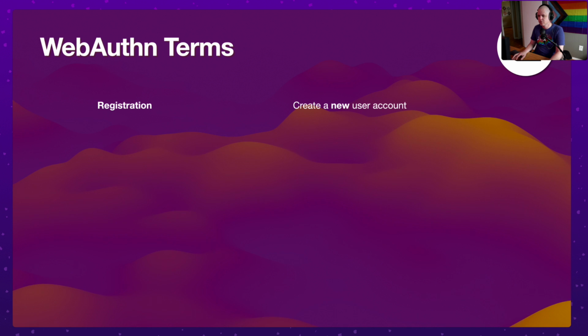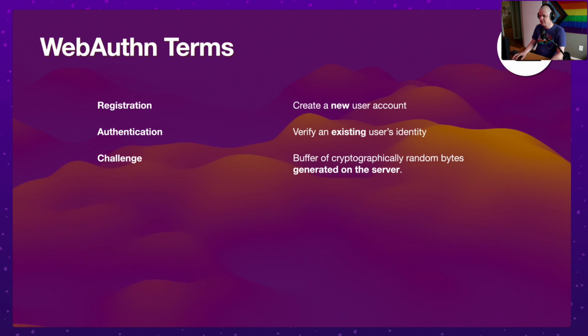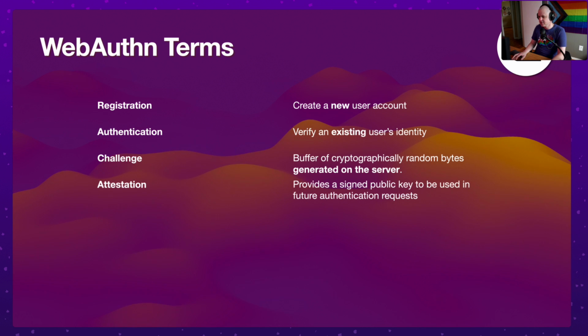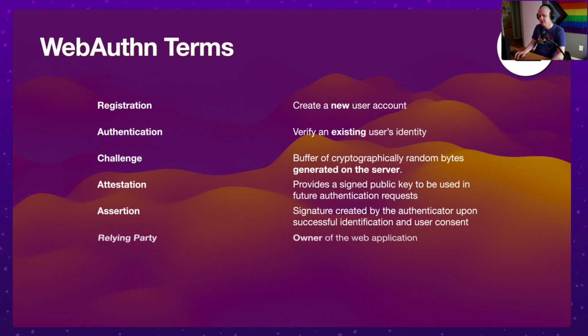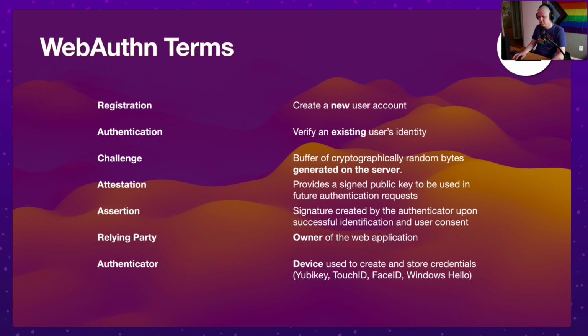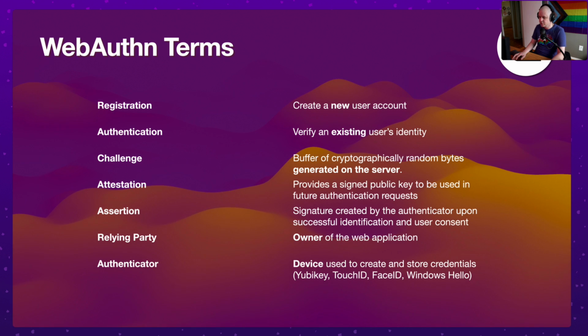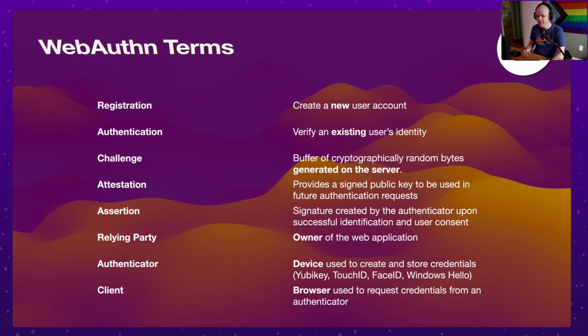So registration is where you create a new account for a user. Authentication is where you verify an existing user's identity. Challenge is the cryptographically random bytes generated by the server. Attestation provides public key to be used in future authentication requests. Assertion is a signature created by the authenticator upon successful identification and user consent. Relying party is the owner of the web app. Authenticator is the device used to create and store credentials. Client is the browser used to request credentials from the authenticator.